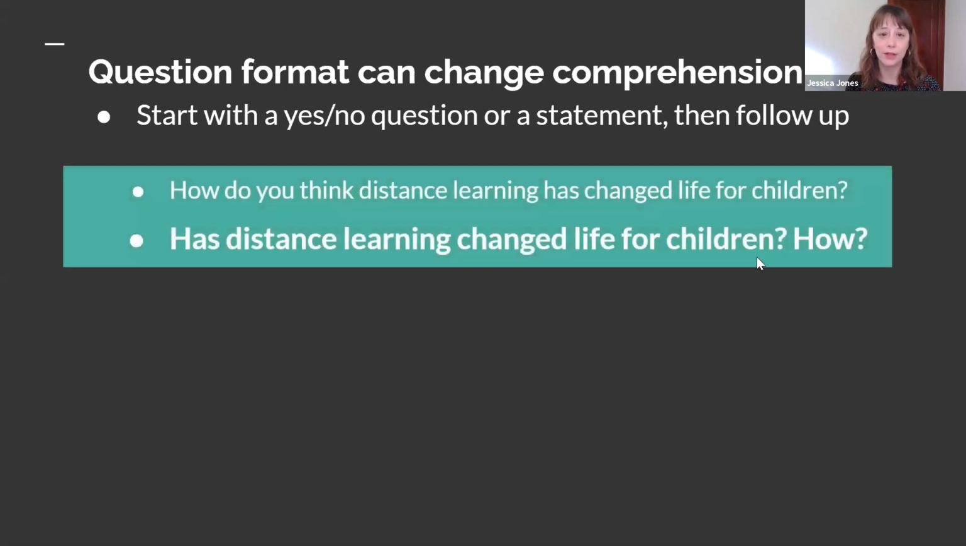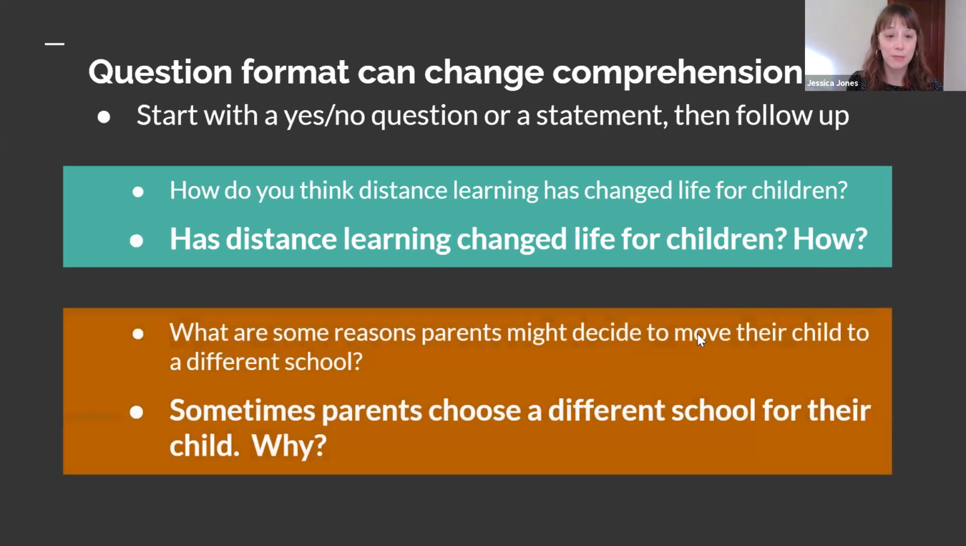So to give you an example, how do you think distance learning has changed life for children? Sometimes this is hard because the how do you think part comes at the beginning and it leaves the meat of the question at the end. And so sometimes it's easier for students to digest a question like, has distance learning changed life for children? And then we don't want to leave it there because that question, with yes or no, doesn't offer us a lot of rich conversation. But then just to tag on how, you know, or to make a statement.